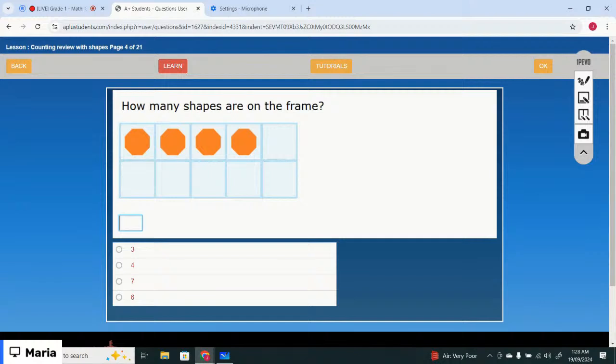How many shapes are on the frame? So which is the correct option? Yes, you have only 4 shapes on the frame. So the correct option is 4. Option number 2 is the correct option, right?